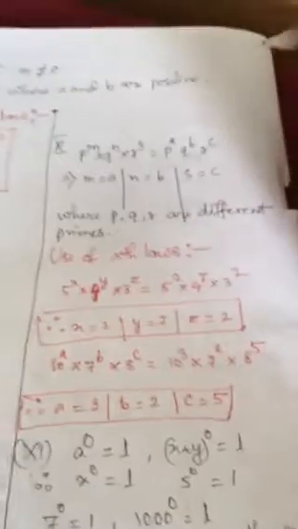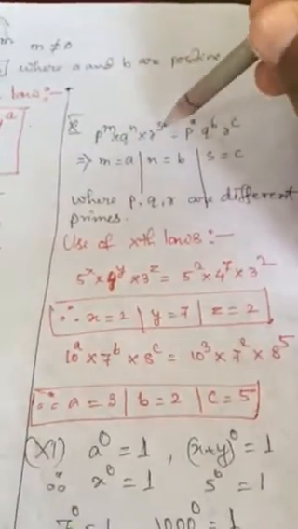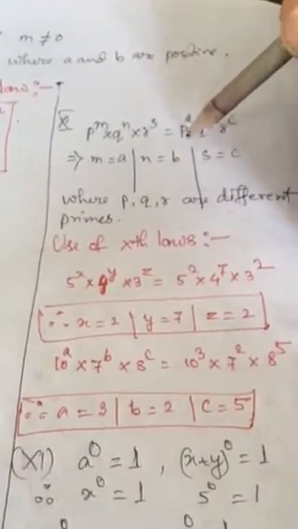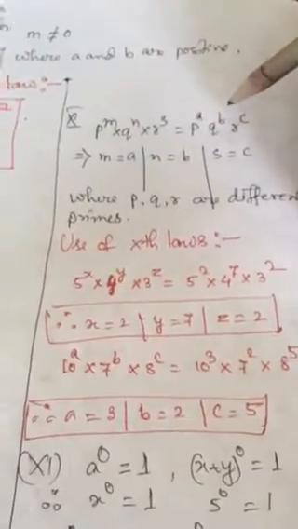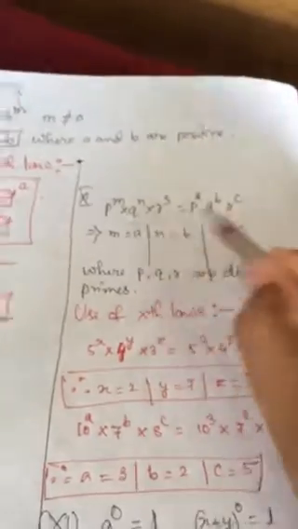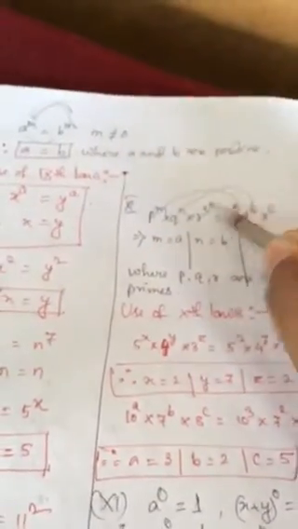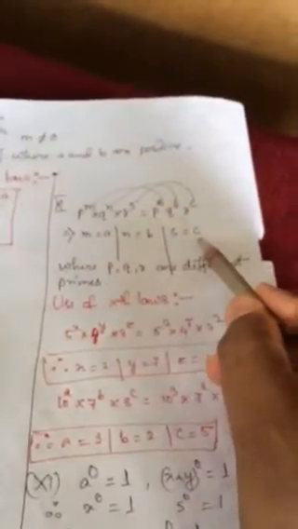Okay. Now we will see the 10th law of indices. Here you see p to the power m, q to the power n, r to the power s equals p to the power a, q to the power b, r to the power c. The bases you see are p, q, r and p, q, r. The bases are the same, no? In such a case, the powers will be equal. Then m equals a, n equals b, and s equals c. I have written m equals a, n equals b, s equals c. In such a case, okay? So here p, q, r are different prime numbers.